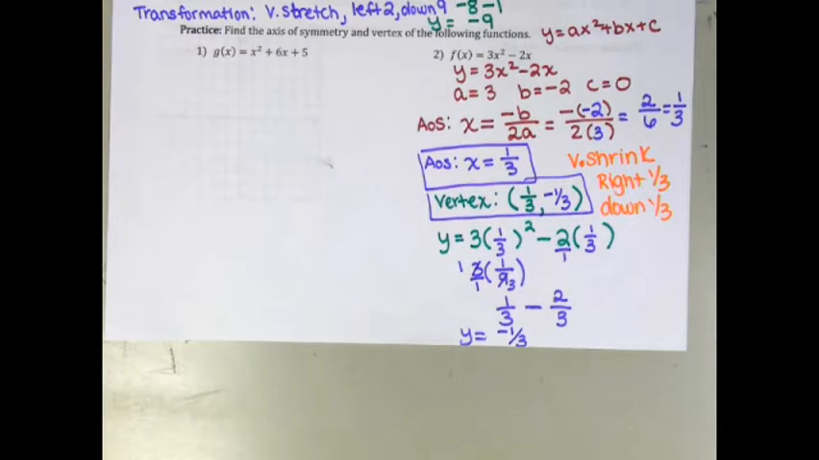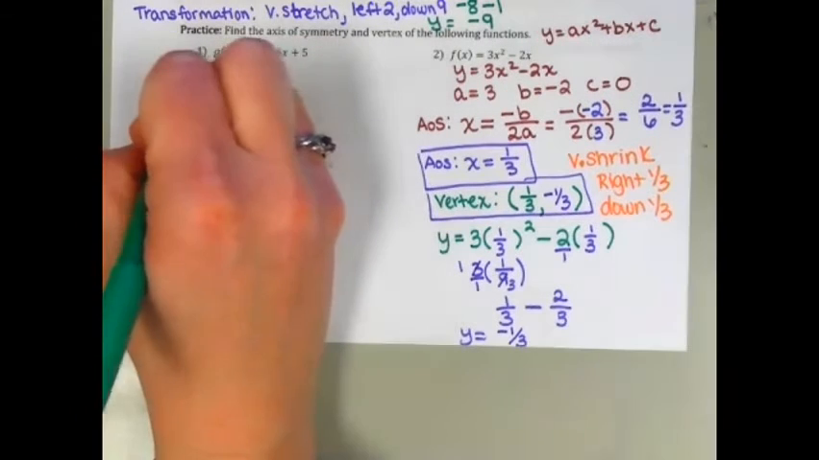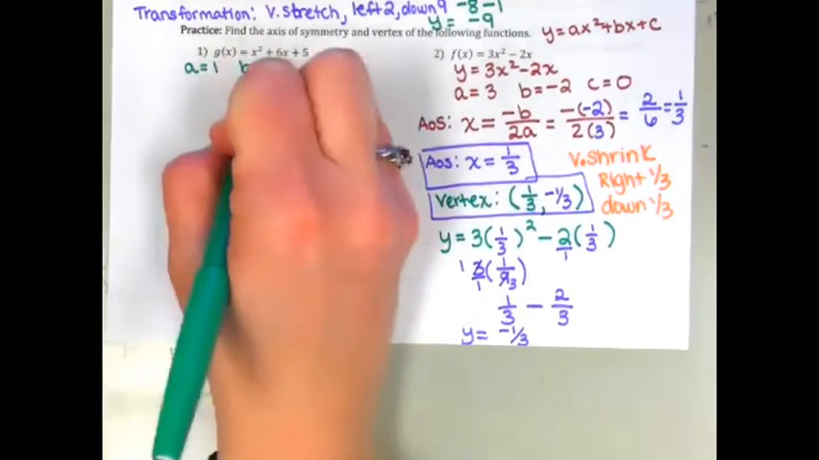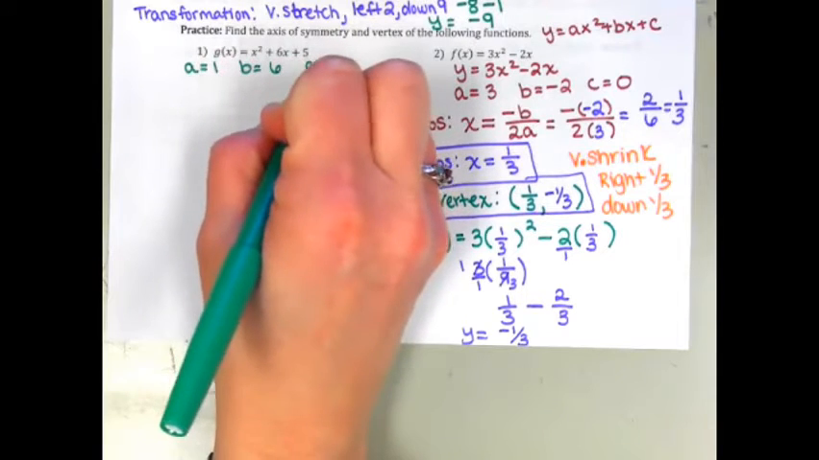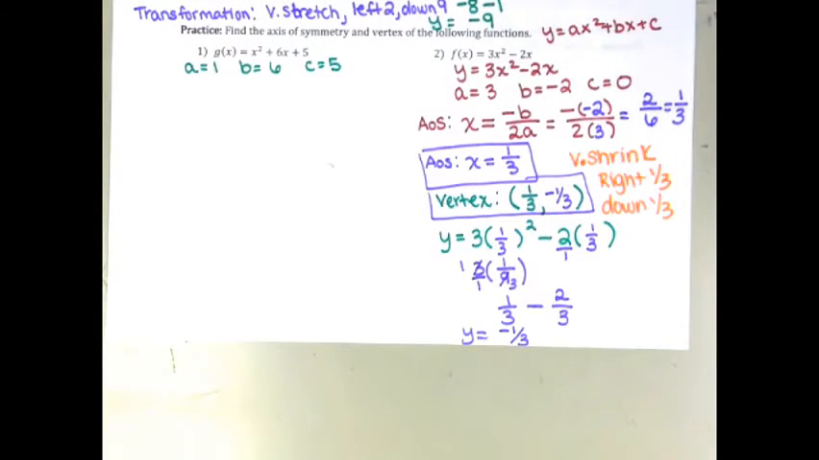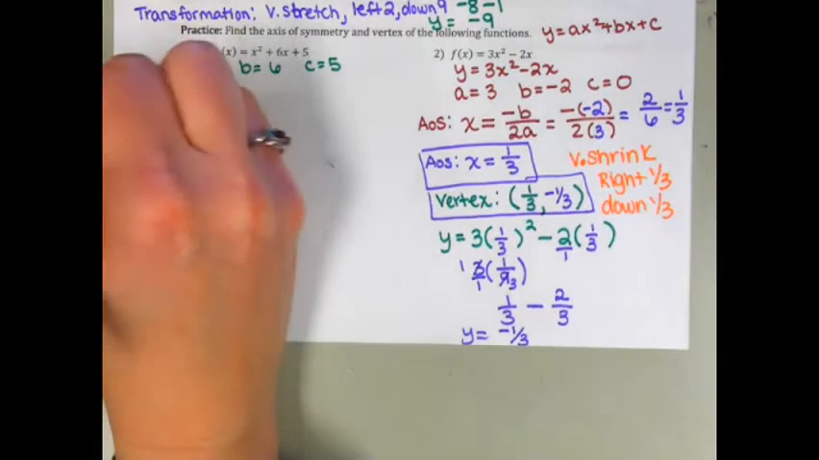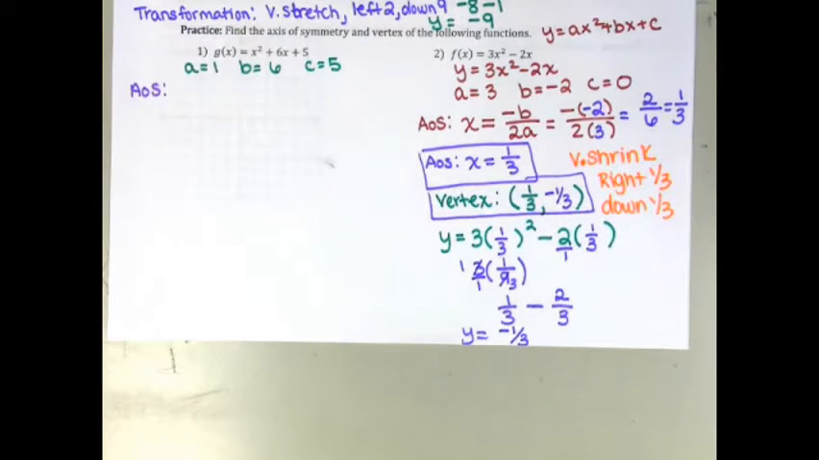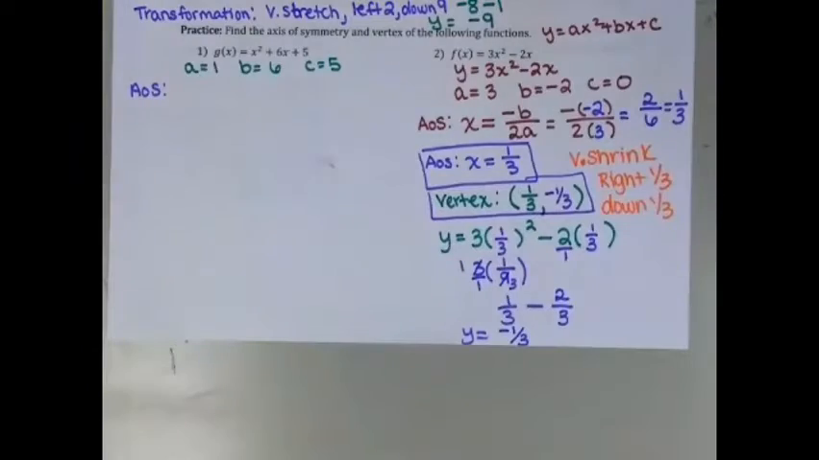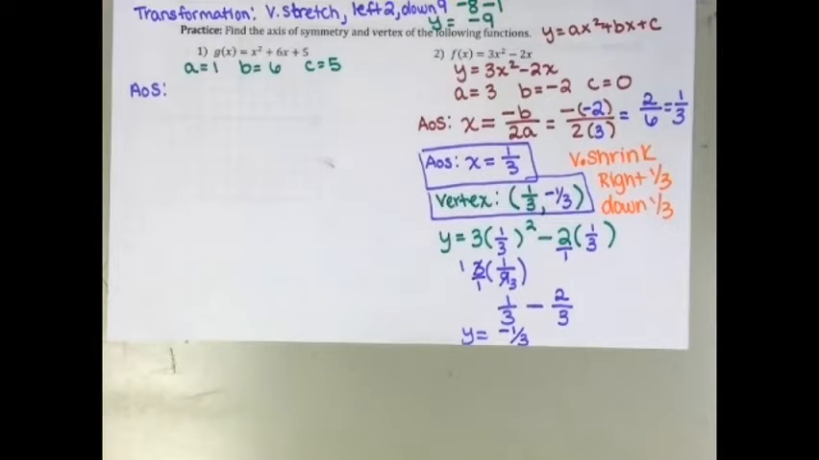All right. Now, number 1 here, I'm going to have you do it on your own, but let's do our A, B, and C real quick. What's my A? 1. What's my B? 6. And what's my C? 5. Go ahead and find your axis of symmetry first. I'll give you a minute, because if your axis is wrong, won't your vertex be wrong? Yes. So I'll give you a second to do that.